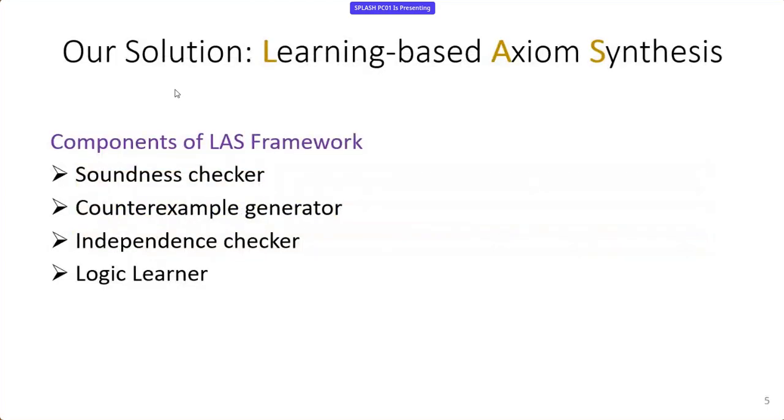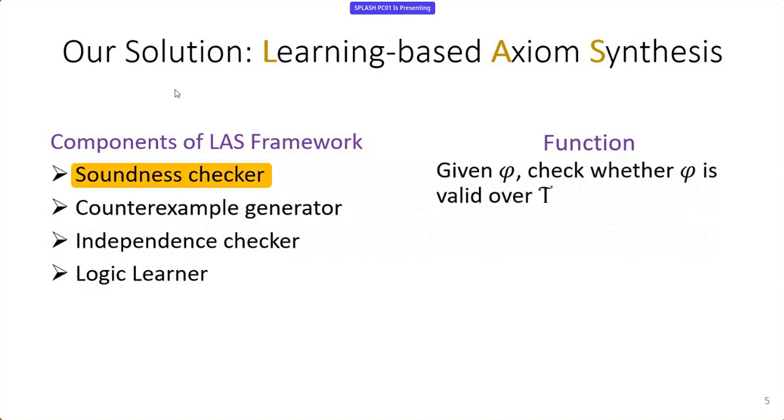So in this work, we introduce a framework called learning-based axiom synthesis, or LAS, to solve the axiom synthesis problem. It requires you to build certain components. So I'll talk about the components first before presenting the algorithm. The first component is a soundness checker. Given a candidate formula, it checks whether that formula is indeed an axiom, which is to say that it checks whether that formula is valid over the target class T.